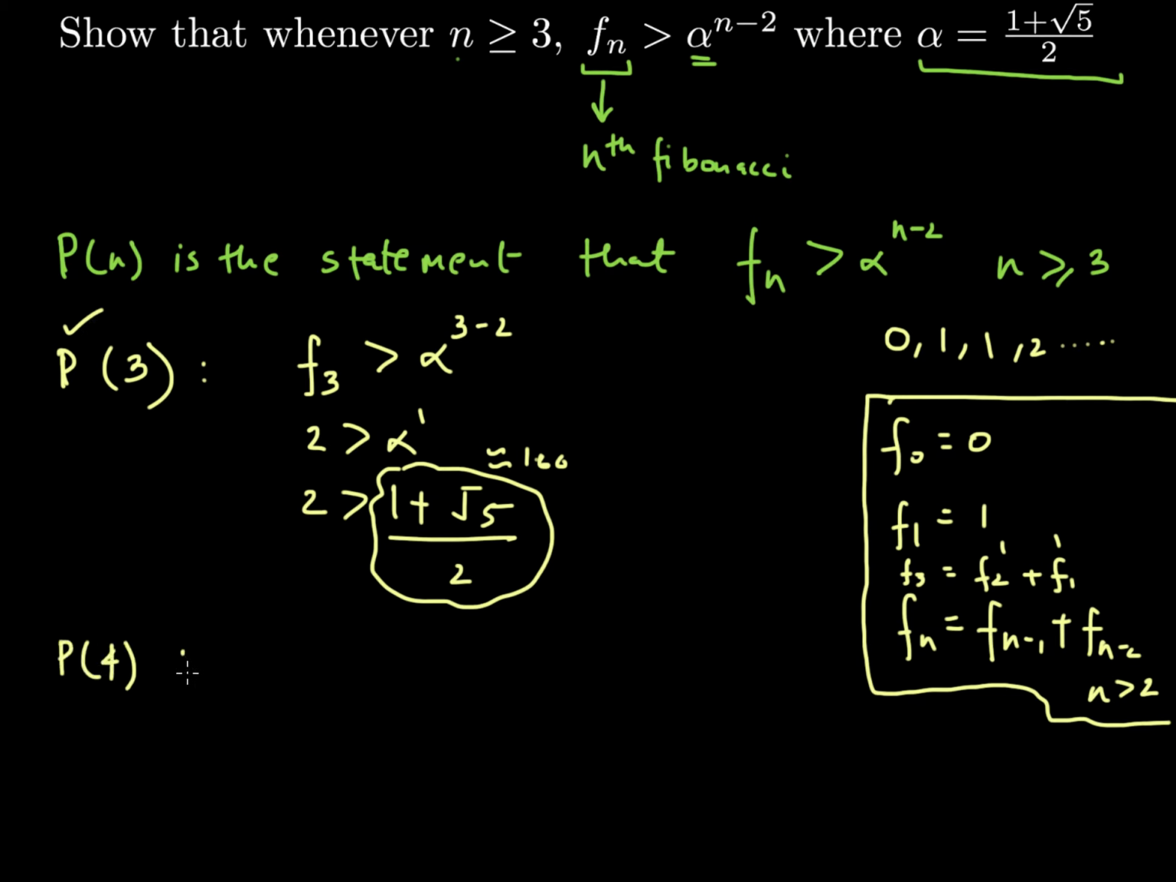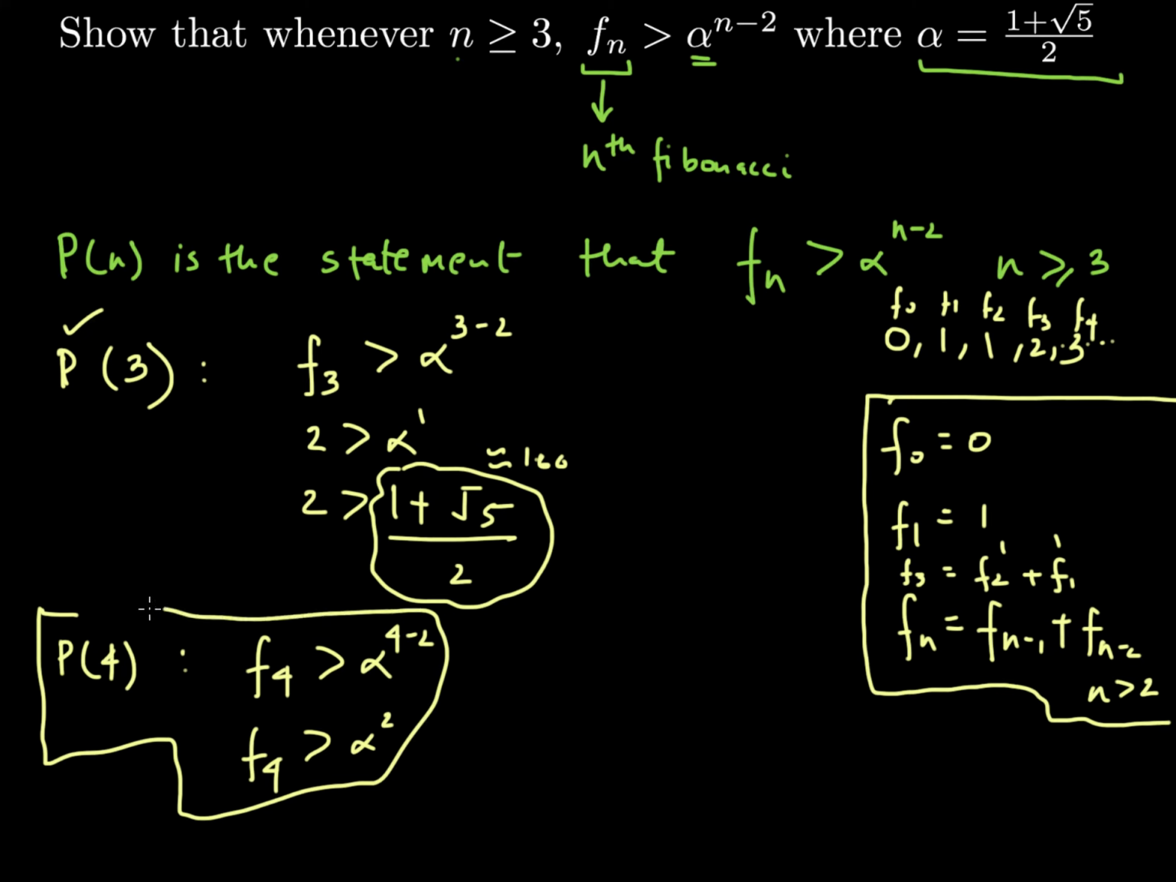For P of 4, f of 4 is greater than alpha to the power of 4 minus 2, that's alpha squared. Again, alpha is a constant. You can get the fourth Fibonacci number by using the sequence here: 2 plus 1 is 3. This is f of 0, f of 1, f of 2, f of 3, and f of 4. Plug it in the calculator and you can see that this inequality is also true for P of 4.